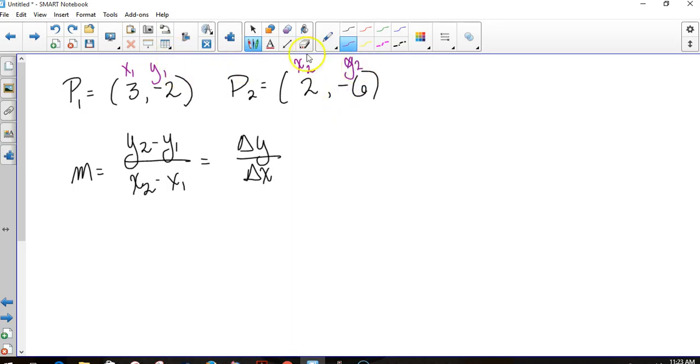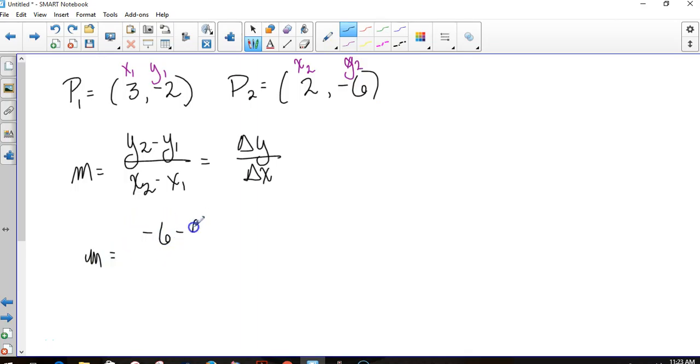But it doesn't matter. If I change those, I would get the same answer. The only rule is that the subscripts have to match. So if I make 3 x1, -2 has to be y sub 1. And if 2 is x sub 2, then negative 6 has to be y sub 2. Now I can find the slope of this by just plugging in the values.